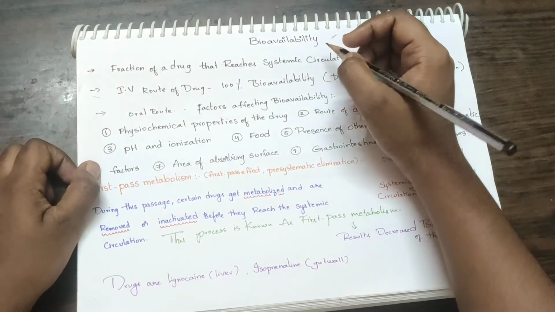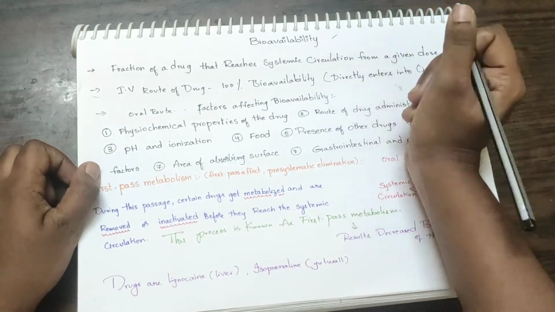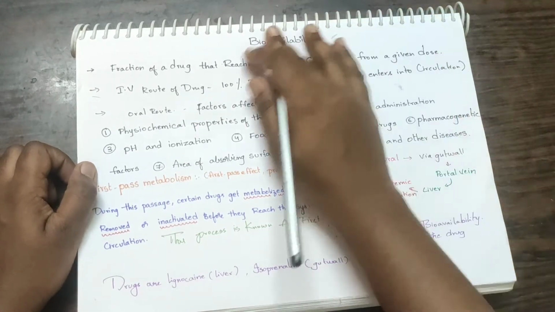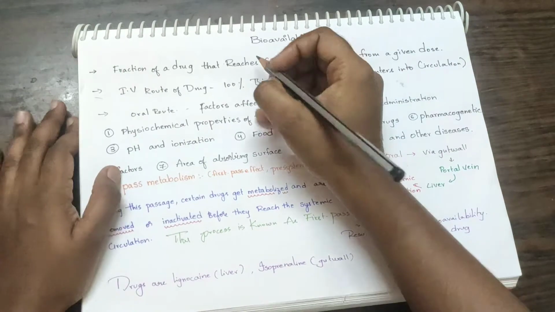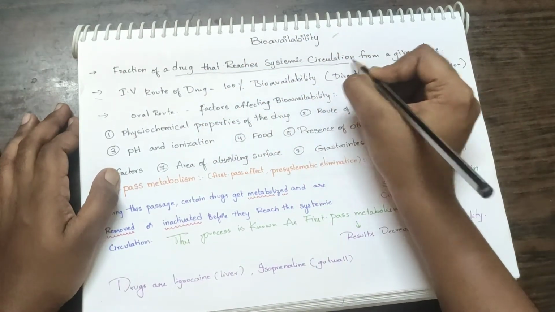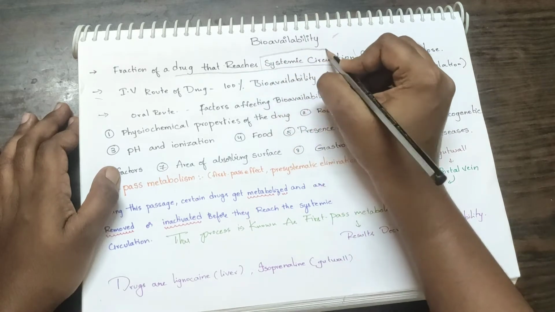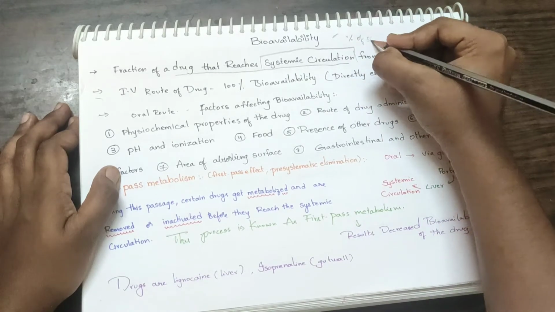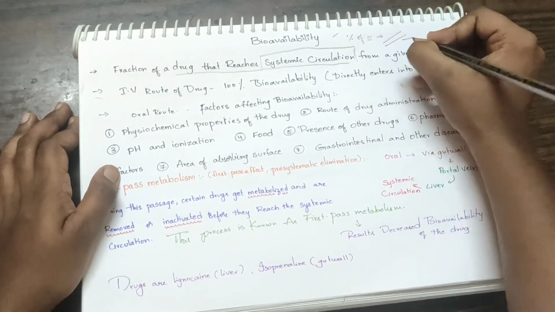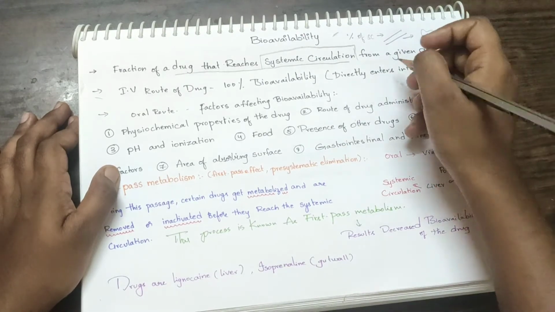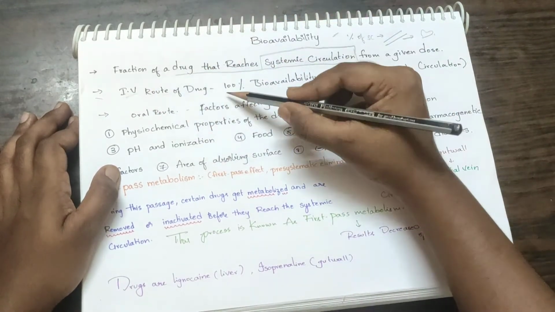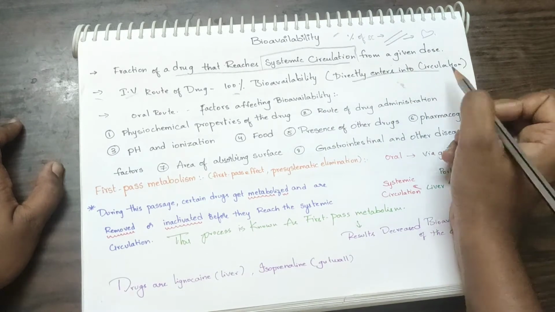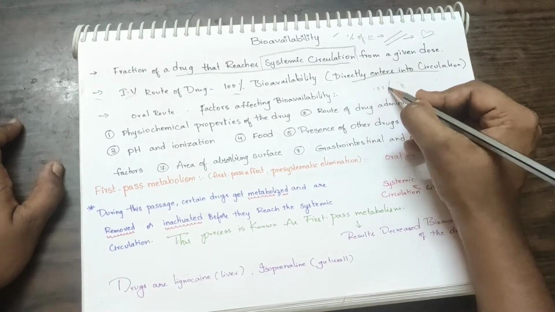So today we are going to learn about bioavailability, which is an important 4-mark question for BDS students. It is also an important topic to understand. So what is bioavailability? It is the fraction of drug that reaches the systemic circulation from a given dose. So the intravenous route of a drug has 100% bioavailability. Why? Because it is directly entering the circulation.